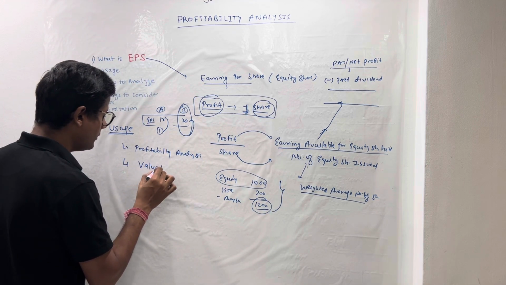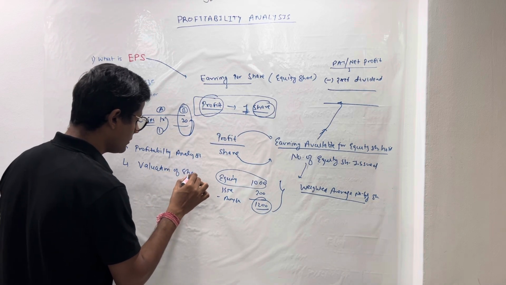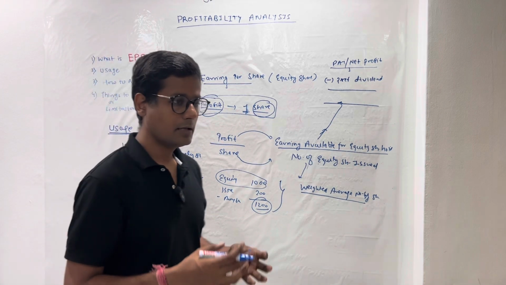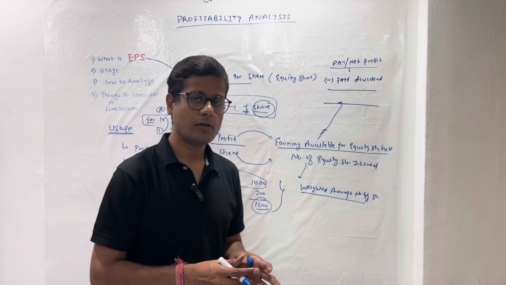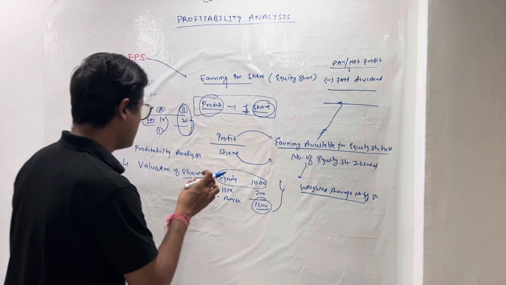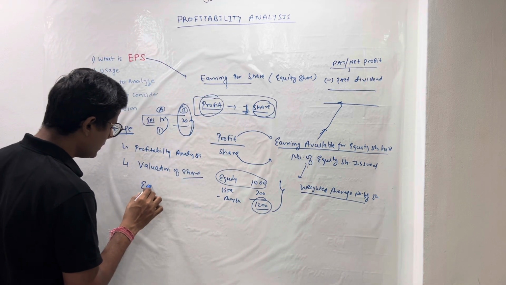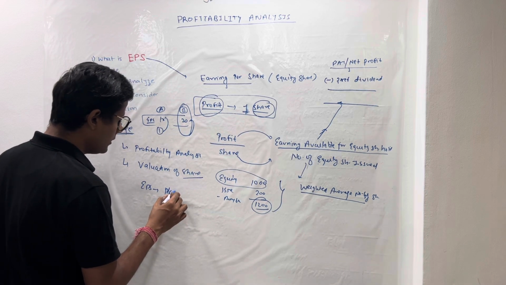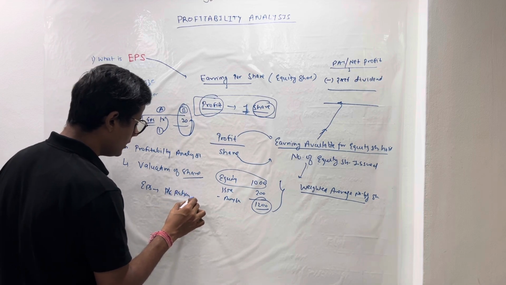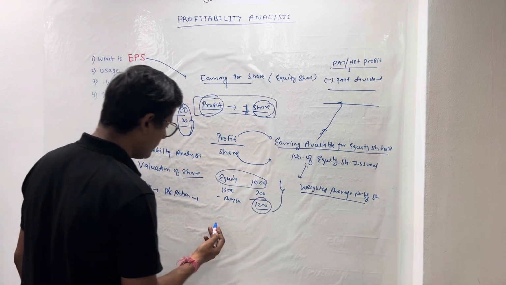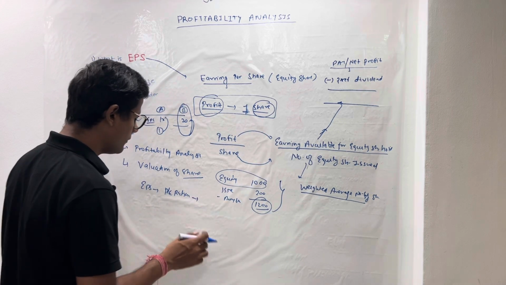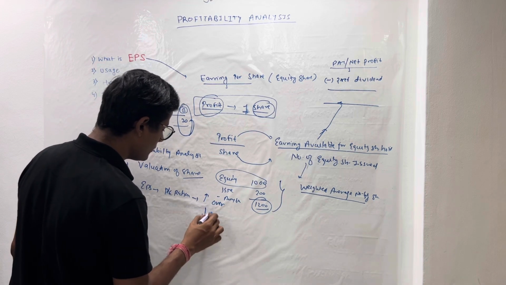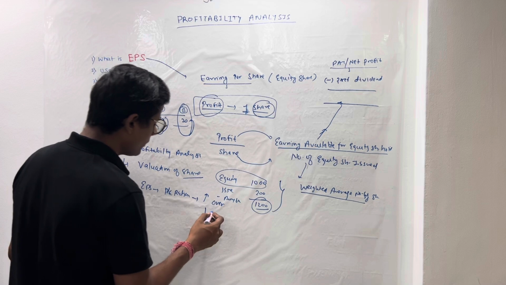Second important thing is the valuation of shares. To understand the stock's valuation, whether the share is overvalued or undervalued, this EPS is used. How? Using EPS, we calculate the PE ratio, the price to earning ratio. From EPS, the PE ratio is calculated, and when we analyze the PE ratio, we identify whether that stock is overvalued or undervalued. So if the PE ratio is higher, it means it's overvalued, and if the PE ratio is lower than the industry or the peer, then it is undervalued.